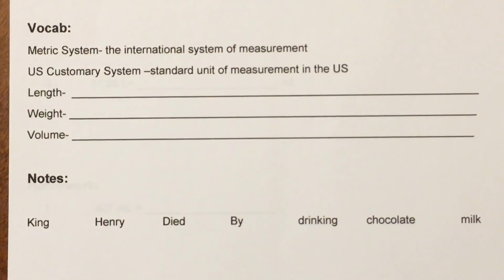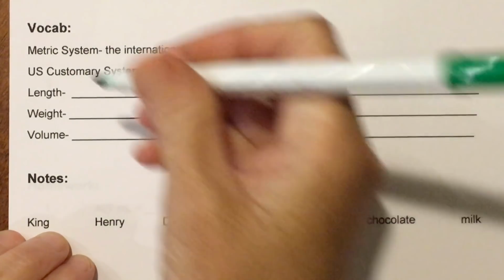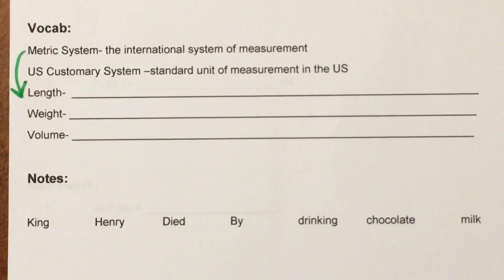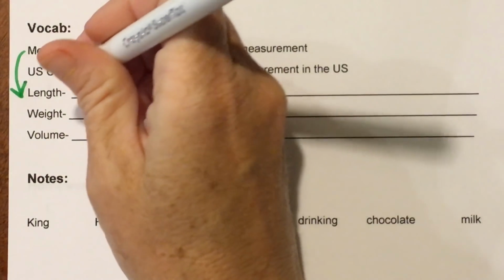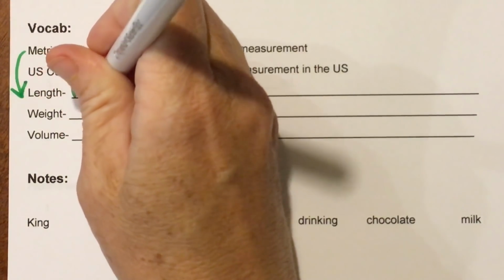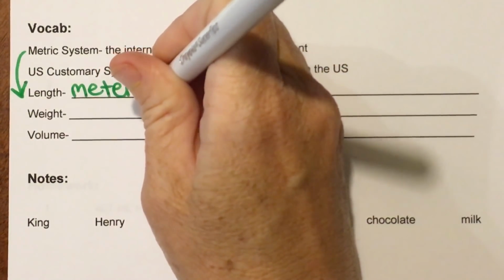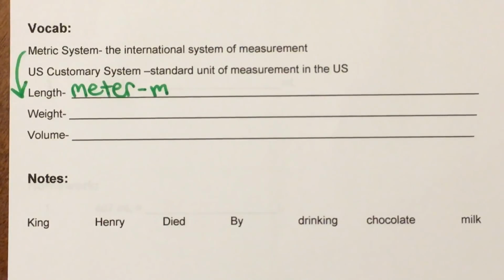Okay, so this whole lesson is not going to be on the U.S. system. It's going to be on the metric system. I'm going to draw an arrow down here. In the metric system, they have 3 standard units of measurement. When they're measuring length, they use something called meters. Meter is how they measure length, and the abbreviation for that would just be an M.